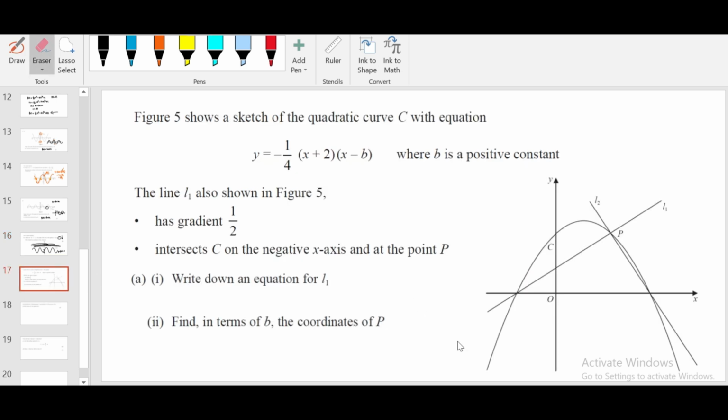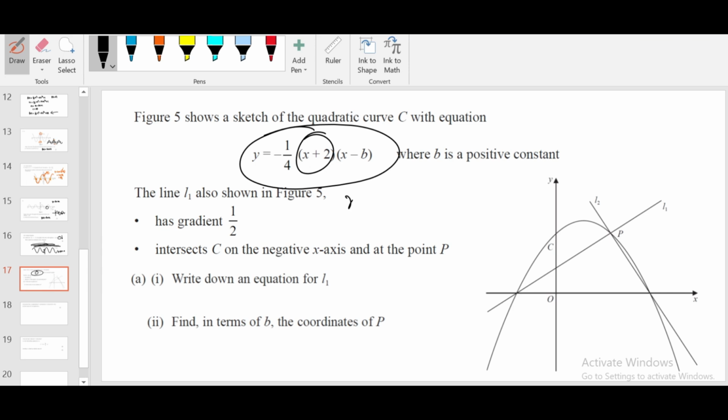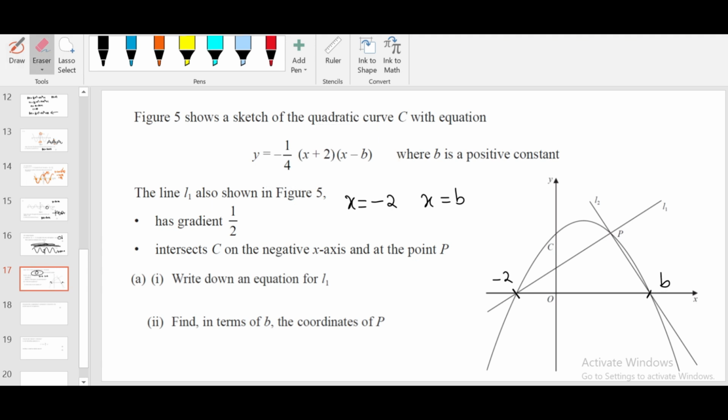Question number 10. You have a quadratic function given, and there is a figure also. Figure 1 shows the quadratic curve with this equation, where b is a positive constant. Okay. So if you solve this, you will get x is minus 2, x is equal to b. So basically this point is negative 2, this point is b.